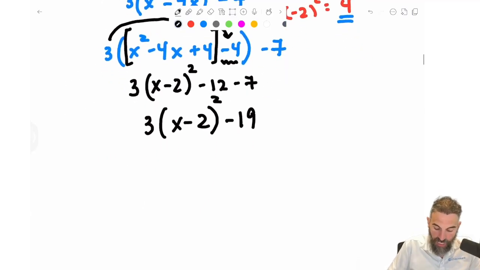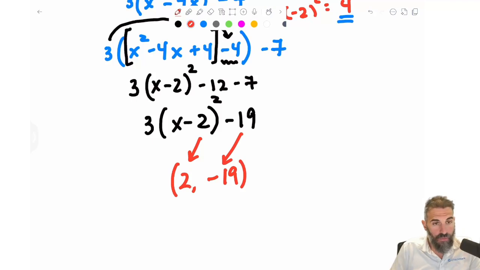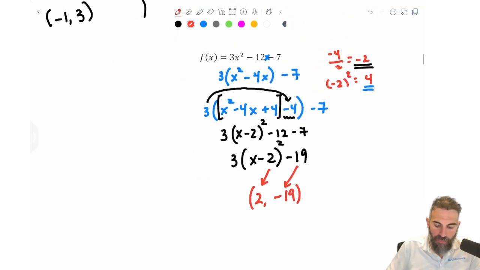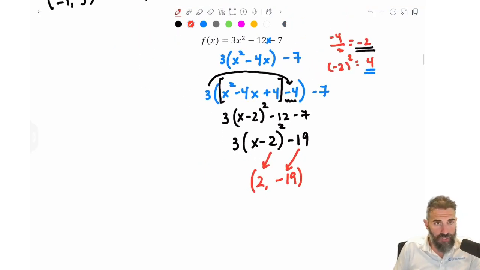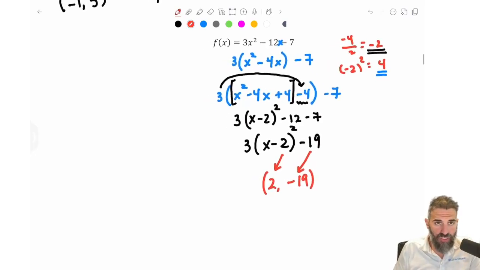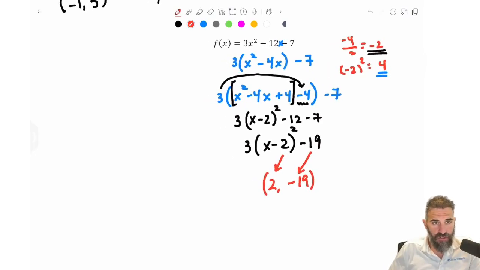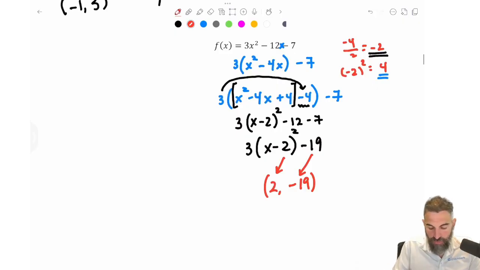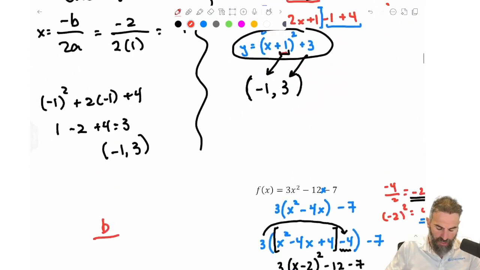You have your vertex, so it'd be, remember, take this number, switch the sign, so 2, and then take this number as it is. That's your vertex. And then, again, be paranoid. Take that result, plug it back into the original equation, and see if you can get to that same answer. Or rather, yes, you can do that also, but use the vertex formula, so minus b over 2a.